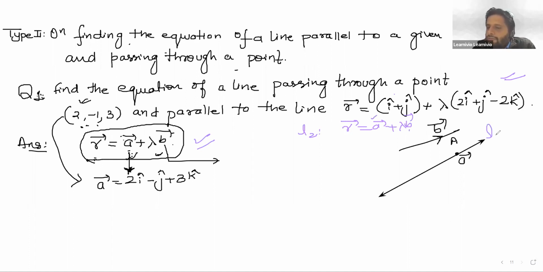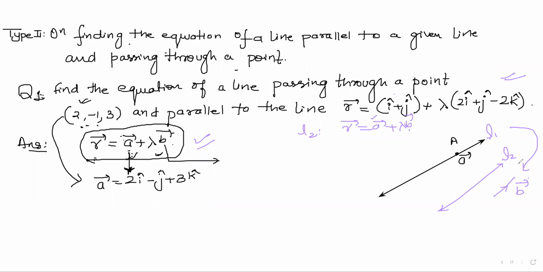So this is line 1 whose equation we need to find. We have one more line, L2, and this L2 is parallel to a vector, let this be B. This line L2 is parallel to vector B. So line L1 is also parallel to vector B. Is it correct or not, Seth? Yes, sir.